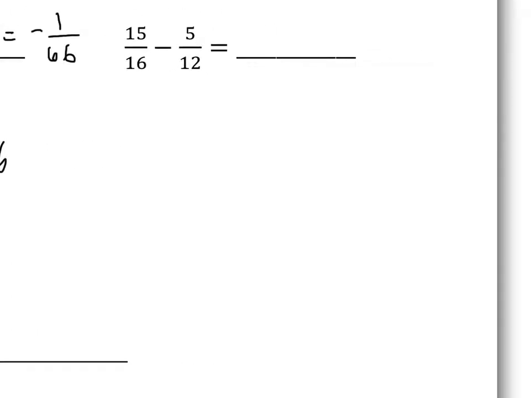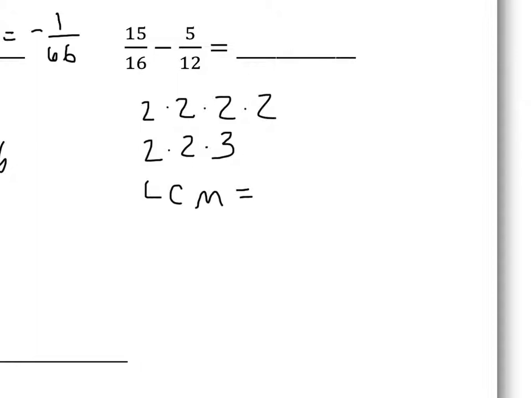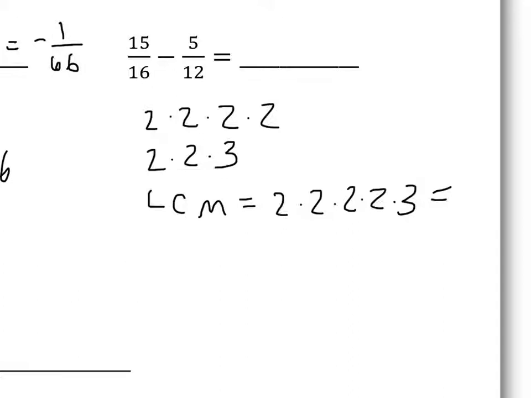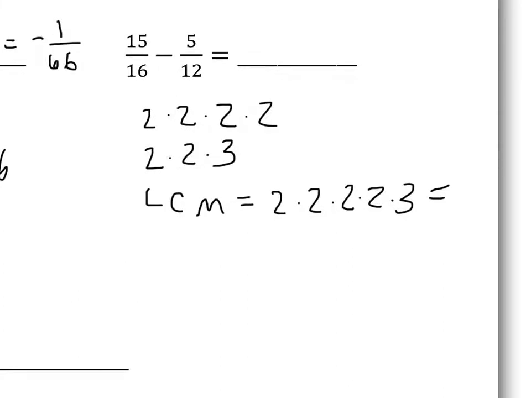Common denominator here. 16 is 2 times 2 times 2 times 2. 12 is 2 times 2 times 3. So our least common multiple is 2 times 2 times 2 times 2 times 3. 16 times 3, that is 48. So we need to fix both fractions so that they have 48 in the denominator.